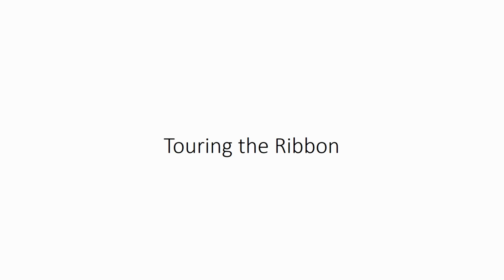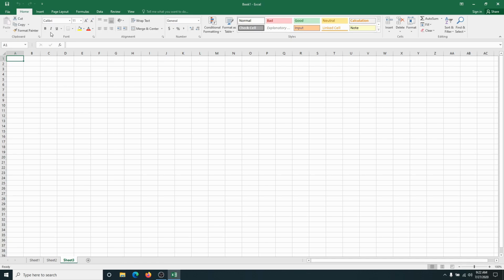Today we will spend the most time on this last objective, which is touring the ribbon. And we will start with the Home tab on the ribbon. When we look at our Excel spreadsheet, this gray area at the top is what we call the ribbon. And this ribbon is broken into clusters called groups. And we have a clipboard group, a font group, an alignment group, a numbers group, styles group, cells group, and an editing group.